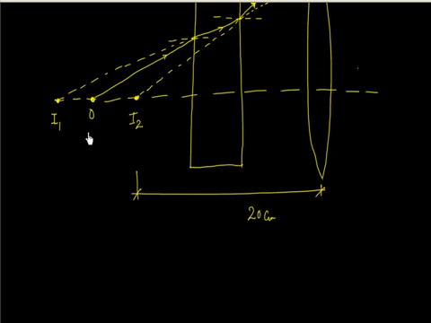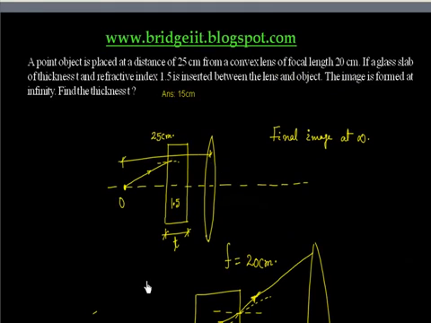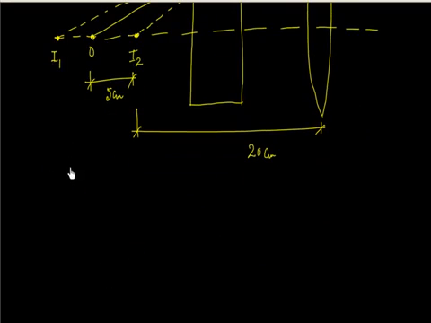This means the object will shift in this direction by 5 centimeter, because the total distance is 25 centimeter and the focus is at 20. Now this means due to this slab there is a shift of 5 centimeter. So that is the apparent shift, due to the slab, and this is equal to 5 centimeter.